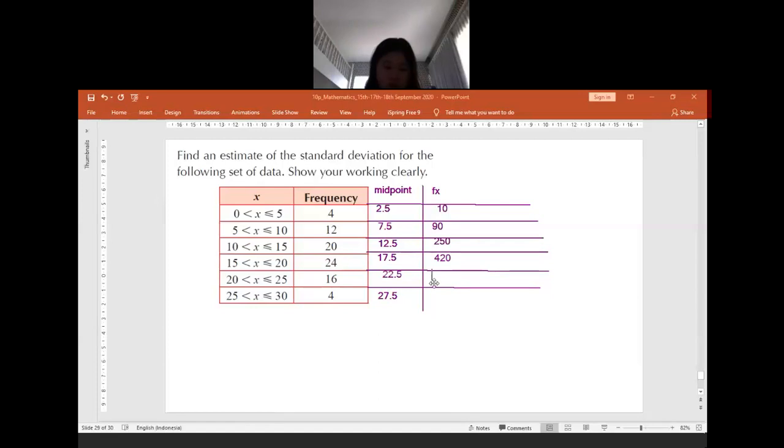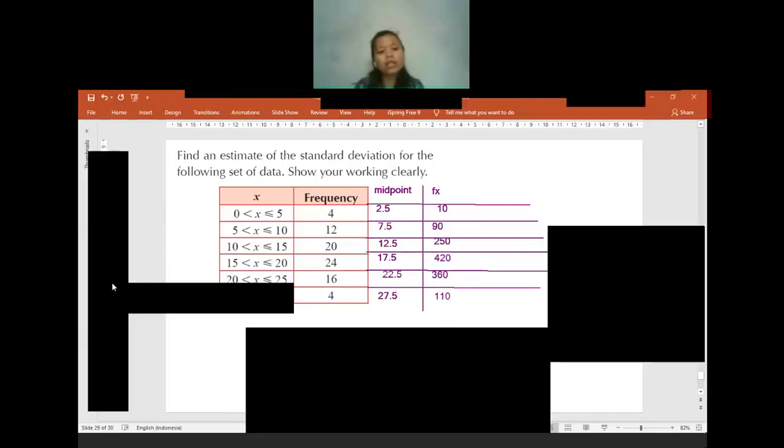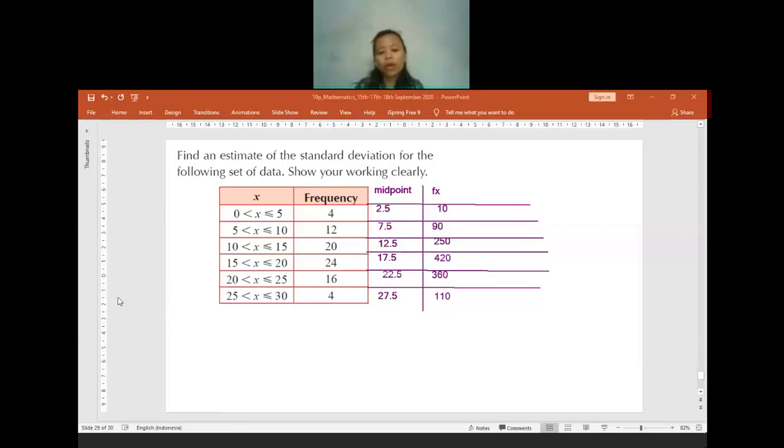And then continue. How many will it be? 420. Extra 20. Okay, continue. 360. Okay. The last one, 27. Is it 110? Okay, correct. 110. So now we already have the fx.